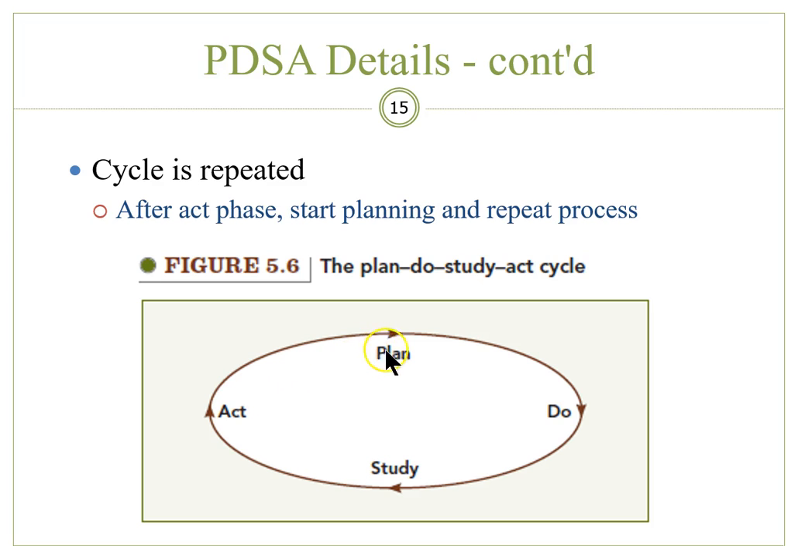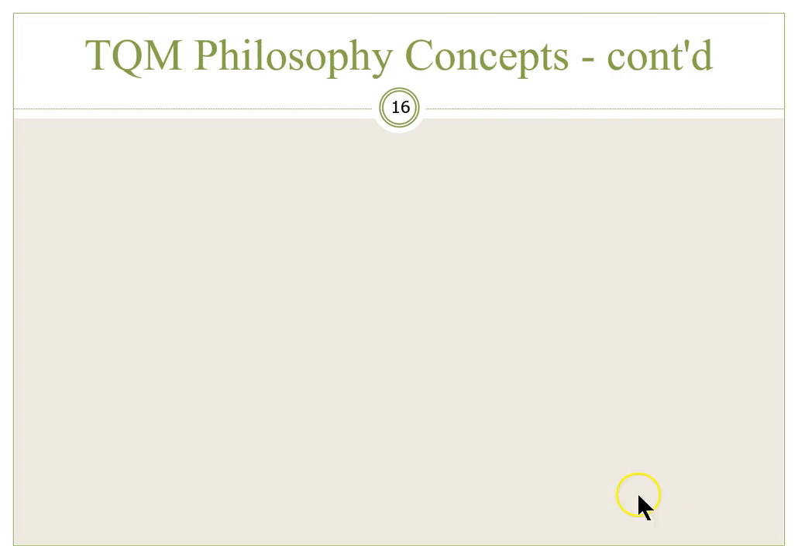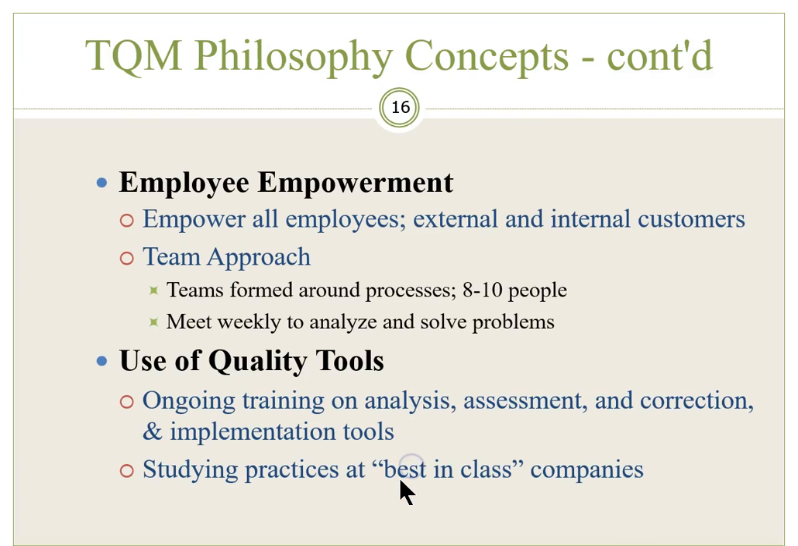So in the act phase, we're going to take all the information that we've acquired, basically taking the aggregate data and breaking it down, and decide what our next action step is going to be in regards to it. In TQM, the role of the employee is very different from what it was in traditional systems, right?